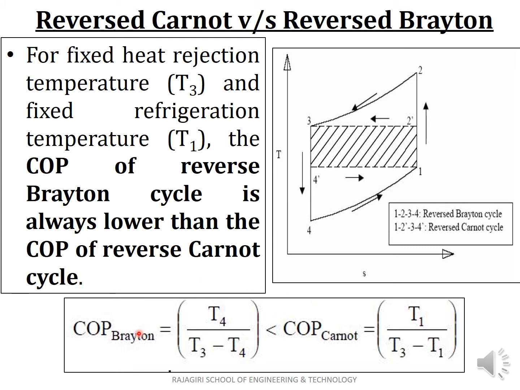The COP of a reversed Brayton cycle is equal to T1 divided by T3 minus T4, or we can use another expression, T1 divided by T2 minus T1. From this expression you can easily understand that the COP of a Carnot cycle is always higher than that of a reversed Brayton cycle, because the term T3 minus T1 in the denominator of the Carnot expression is higher than the term T2 minus T1 of the Brayton cycle. So the COP of a Brayton cycle is always less than that of a Carnot cycle.